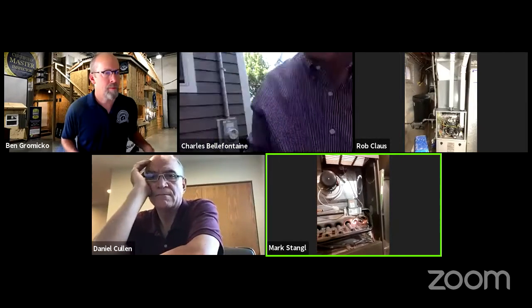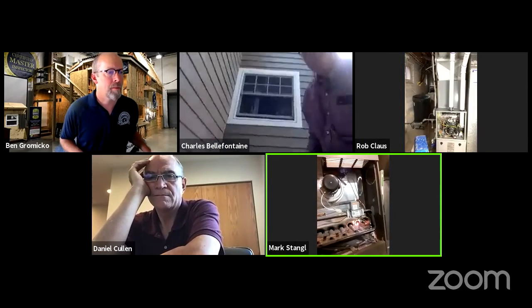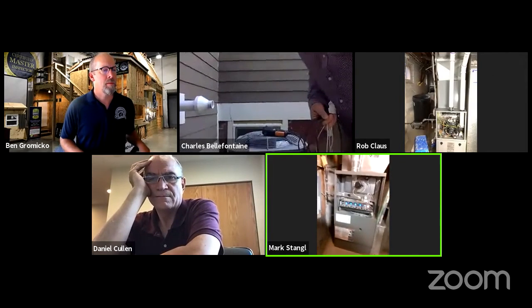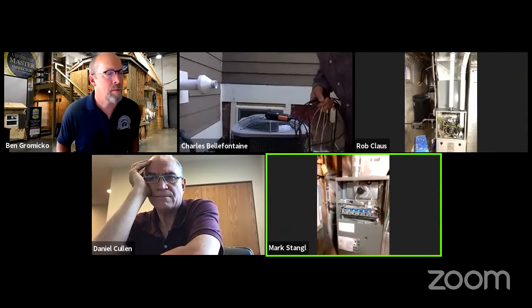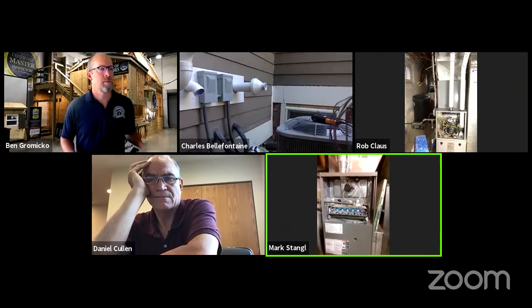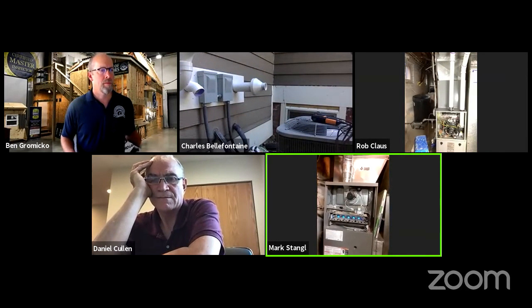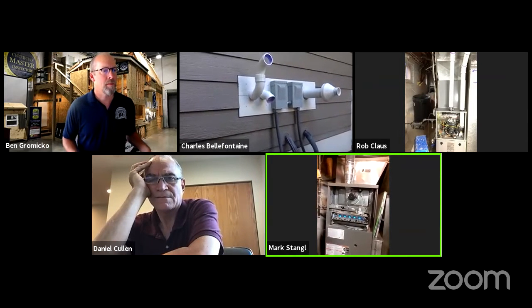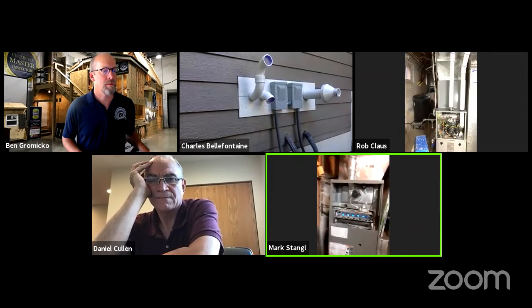Now, here you can see the igniter getting ready to ignite, heating up. It's a hot surface igniter, and those sometimes do go out. That's a maintenance issue. And then here's the furnace running, and the hot air is going up through that fan you see up above.